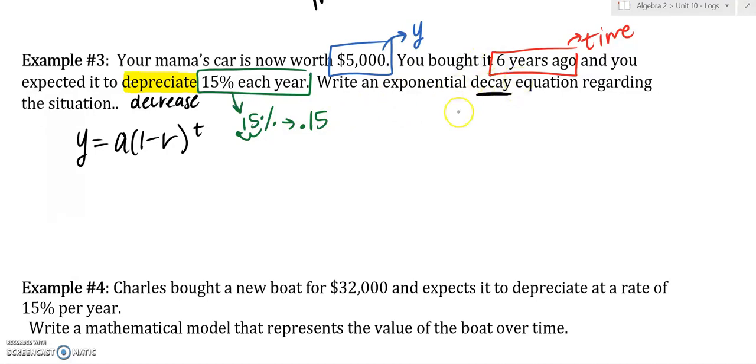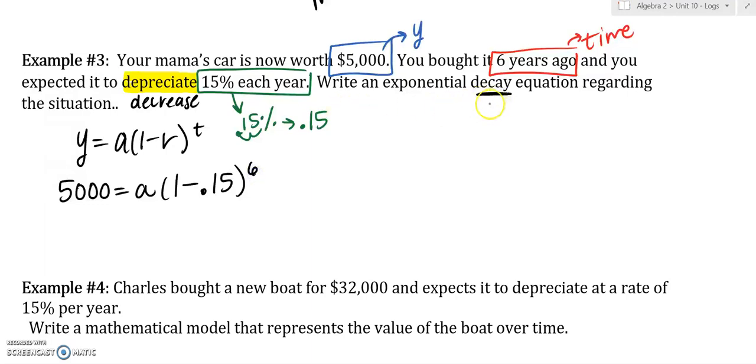What is the exponential decay equation for this situation? I know some different pieces, so let's plug it in. I know y. Y is 5,000. A, no clue. I have 1 minus 0.15. I need the R. And actually, I know T this time. I can plug a little bit.